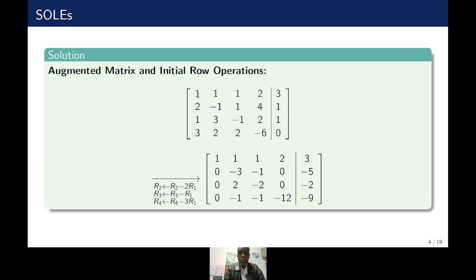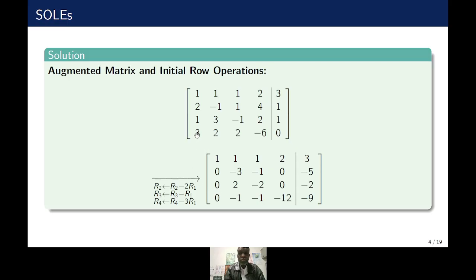So if you multiply equation number 1 by 2, and then subtract it from row 2, and set that to be row 2, you will get a 0 here. So this is what these row operations are doing. Because this one is matching with this one, if you subtract row 1 from row 3, you get a 0 here.